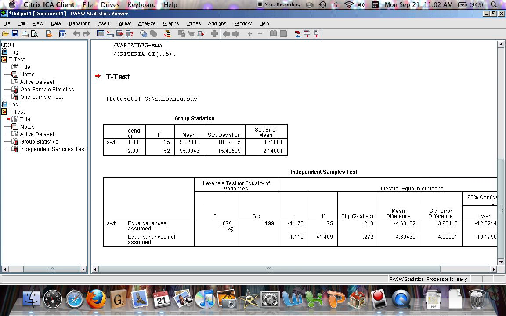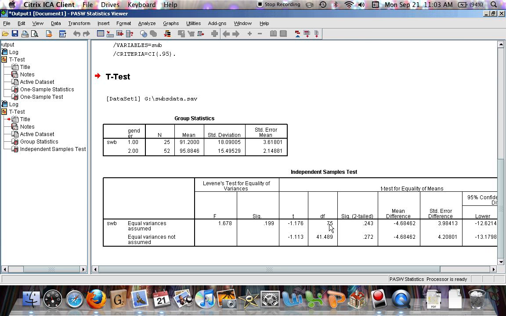It gives you F, which is a test statistic, just like t, and it gives you the significance. You are testing this to see if it is significant at the 0.05 level. This is not significant at the 0.05 level, so that means that we can assume equal variances. If this were significant, that would mean there's evidence that the variances are not equal. We have two lines. Equal variance is assumed. Equal variance is not assumed. This tells us which one of those to choose. Since it is not significant, we just go with our assumption of equal variances.